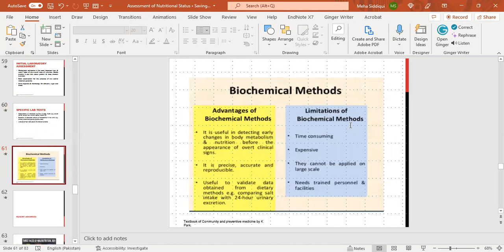The advantages of the biochemical methods are that they are useful in detecting early changes in body metabolism and nutrition before the appearance of overt clinical signs; they are precise, accurate, reproducible, and useful to validate data obtained from dietary methods, for example comparing salt intake with 24-hour urinary excretion. Limitations are that they are time consuming, expensive, cannot be applied on a large scale, and need trained personnel and facilities.